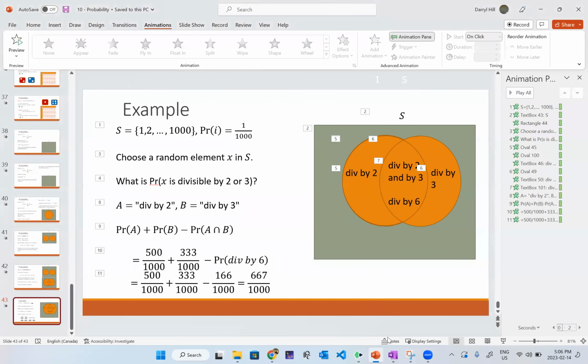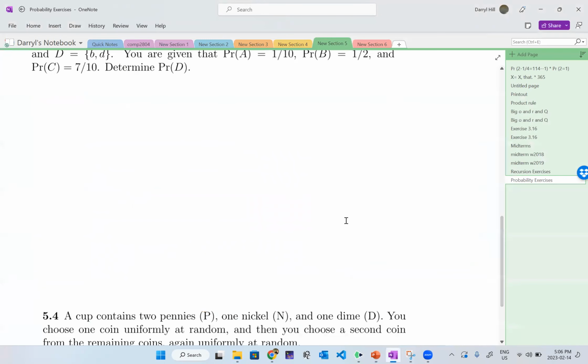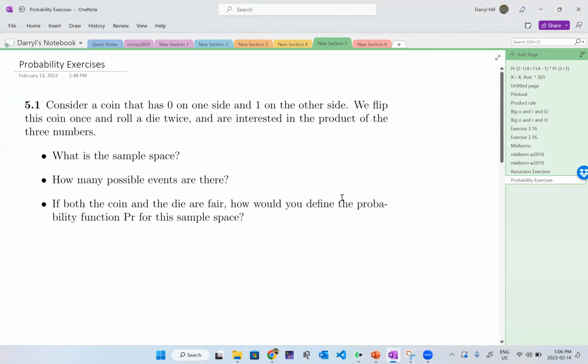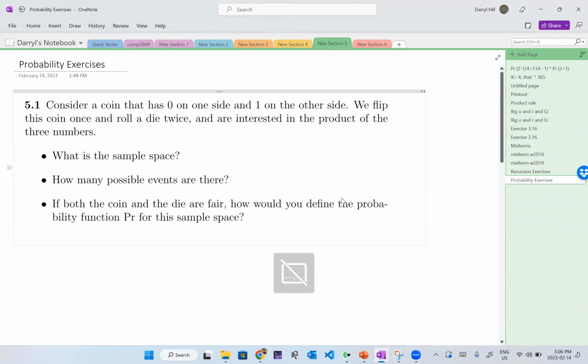Okay, let's look at some other examples of probability. And then we might actually start on uniform probability, which is basically almost everything is uniform probability as long as we define our sets right. But yeah, let's do a couple of exercises.